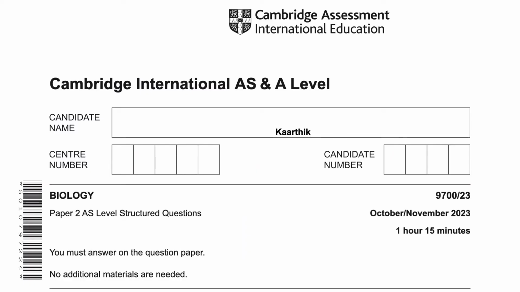Hello friends, today we are going to solve AS level structured question October-November 2023, component code 23. So let us move on to the first question.